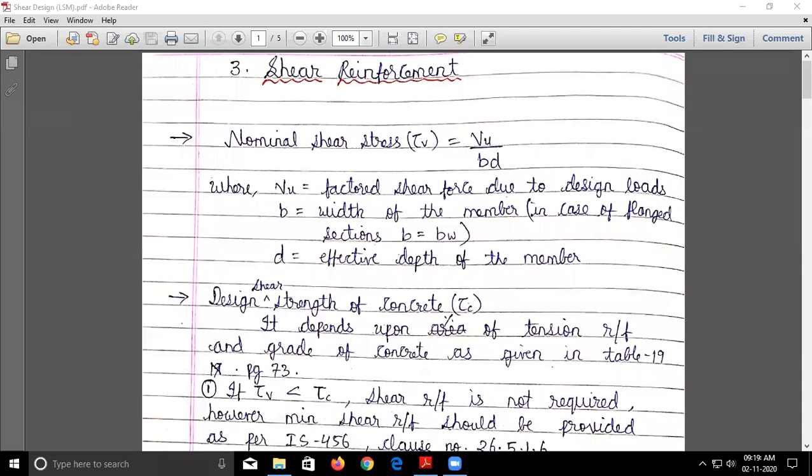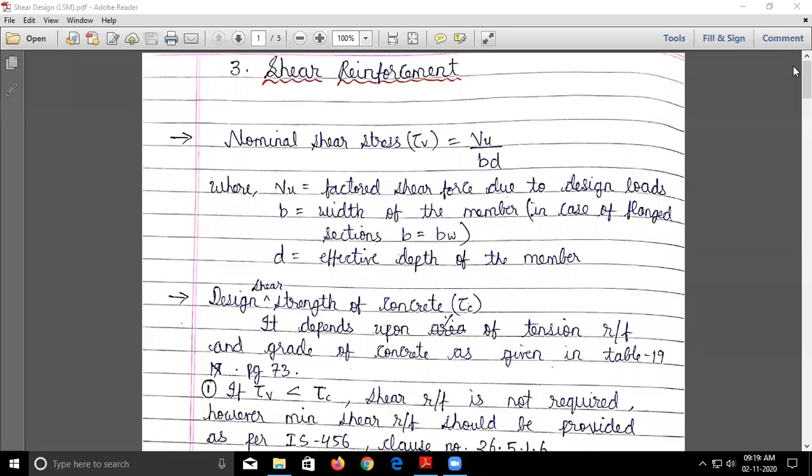So now let me just share my screen. We will quickly look at some minor changes as far as the limit state method is concerned. So this is the shear reinforcement for the limit state method. This we have already seen for the working stress method.